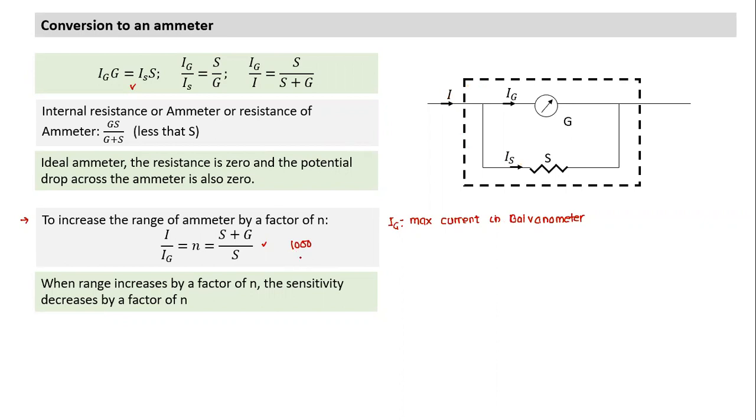The sensitivity will decrease by a factor of n. Earlier sensitivity was some value, now it will become the initial value divided by 1000. So range and sensitivity are opposite to each other. When I increase the range, of course sensitivity decreases, which you can understand in terms of a weighing machine. A weighing machine which has a large range will always have a small sensitivity.